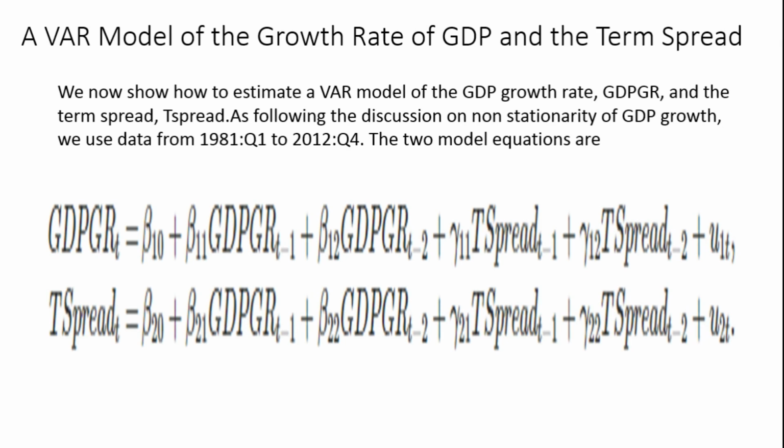The two model equations are given on your screen, in which we express the GDP at current time as a function of lags 1 and 2 of GDP and term spread, as well as the term spread of the current term, which is expressed as a linear combination of GDP and term spread of lags 1 and 2, without forgetting the error term in every equation.